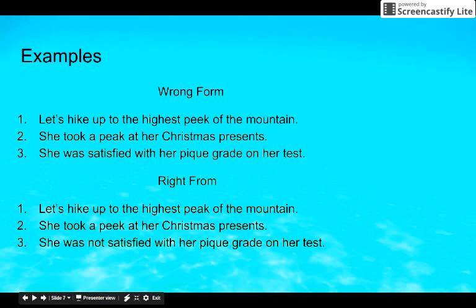Examples. So, three sentences in the wrong form and three sentences in the right form. For the wrong form, sentence 1: let's hike up to the highest peek of the mountain. So that's the wrong word for that sentence.